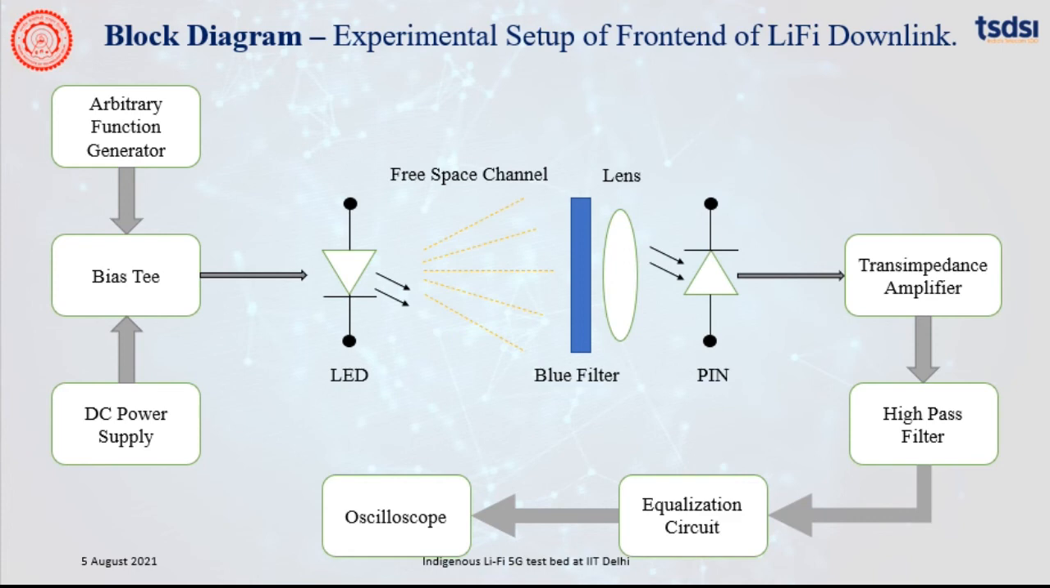After that, the electrical signal passes through the three stages of the receiver circuit, which are the transimpedance amplifier circuit, high pass filter and equalization circuit. At last, the oscilloscope will show the signal which is transmitted by the transmitter. Whatever signal is transmitted by the transmitter, the receiver circuit will receive it and we will see it on the oscilloscope. Let's discuss all the parameters in detail.